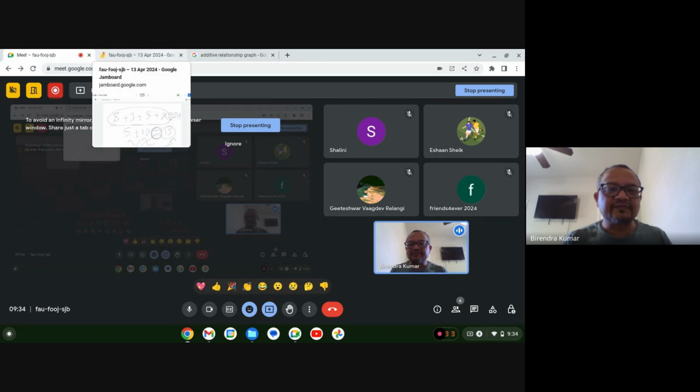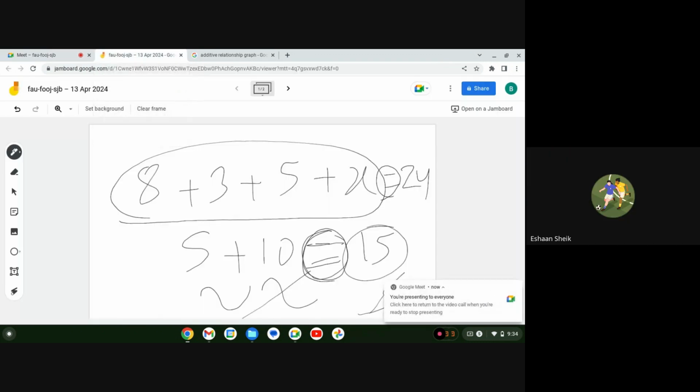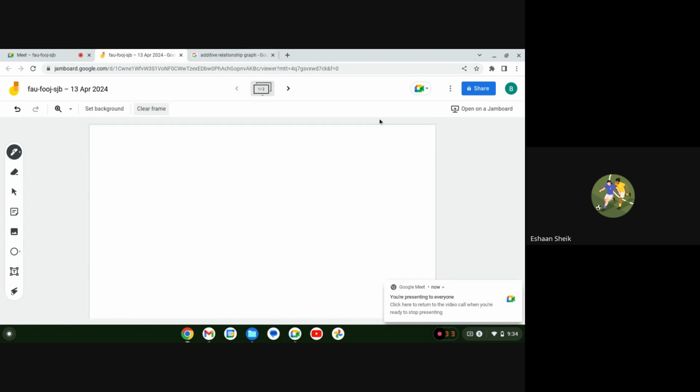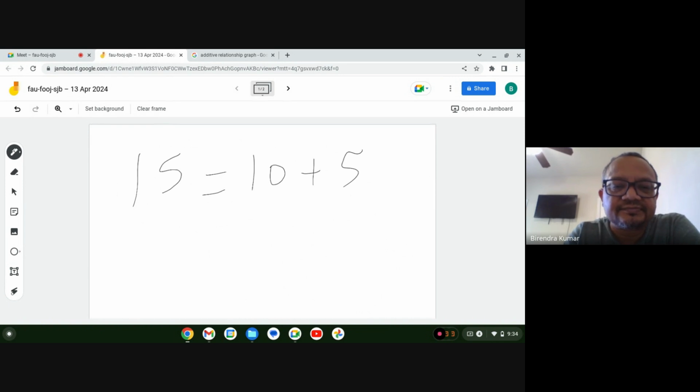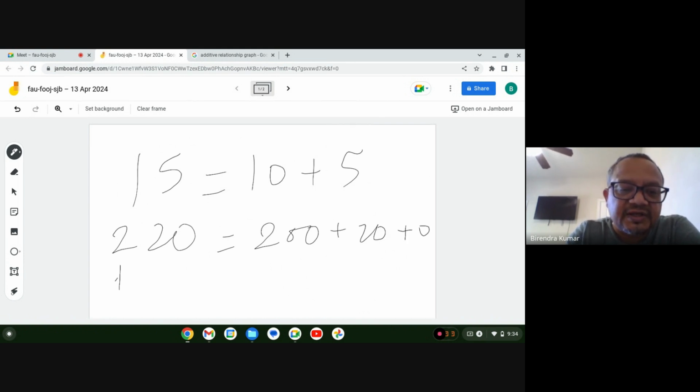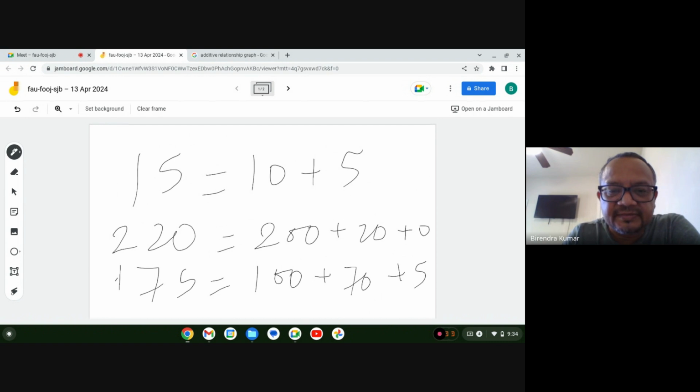Now let's see. Ishan wanted to know the expanded form. Ishan kind of knows already what it is. Okay. So let's see if I know it or not. If I have 15, I can write this like 10 plus 5. If I have 220, I can write this as 200 plus 20 plus 0. I have 175, I can write this as 100 plus 70 plus 5. Ishan, are you with me?